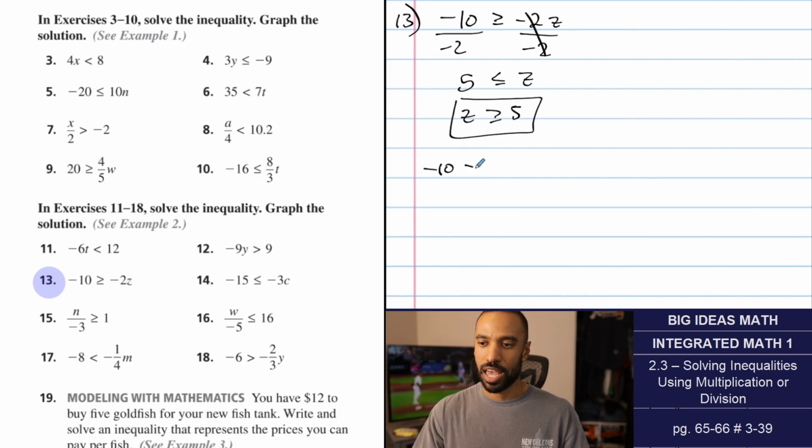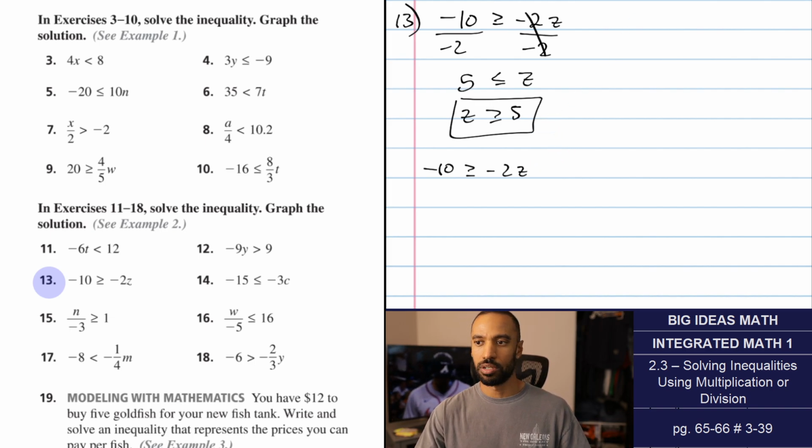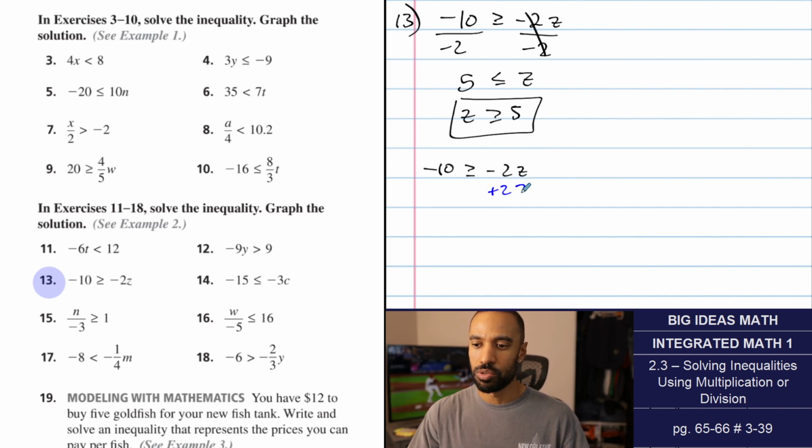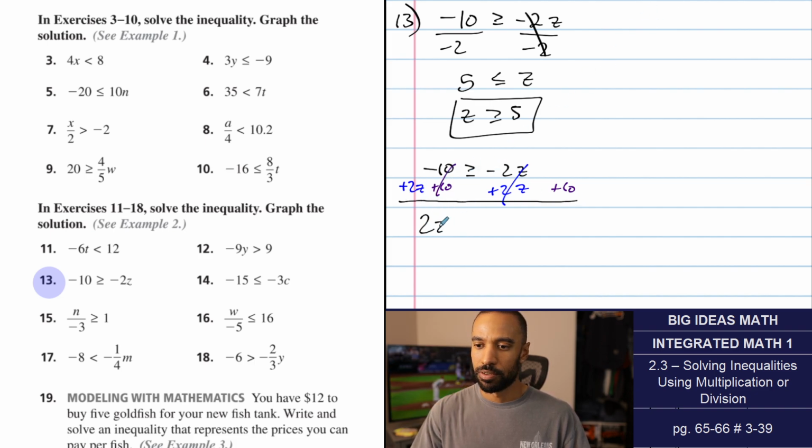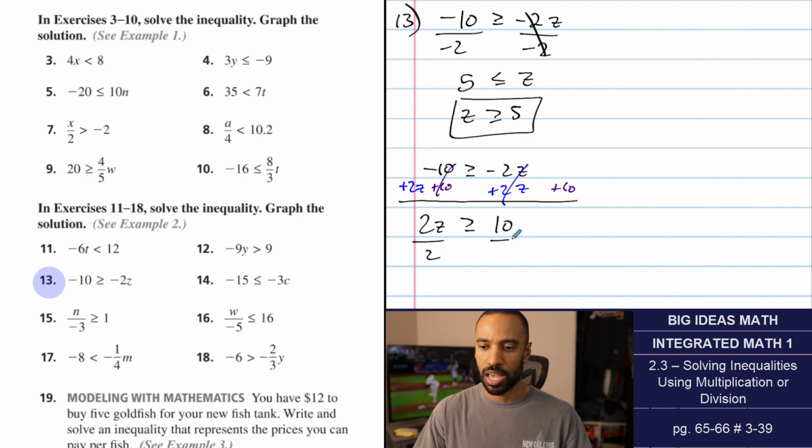Let's say we said negative 10 is greater than or equal to negative 2z, and listen, I'm well aware that this is the multiplication division thing, but what if I added 2z to both sides? Remember when we talk about making things positive versus negative? And I added 10 to both sides like this. Suddenly, hold on, I'm trying to keep this color-coded. Suddenly, 2z becomes positive, 10 becomes positive, and the inequality stays the same because all I did was add things. Now I divide both sides by 2, and z is greater than or equal to 5.